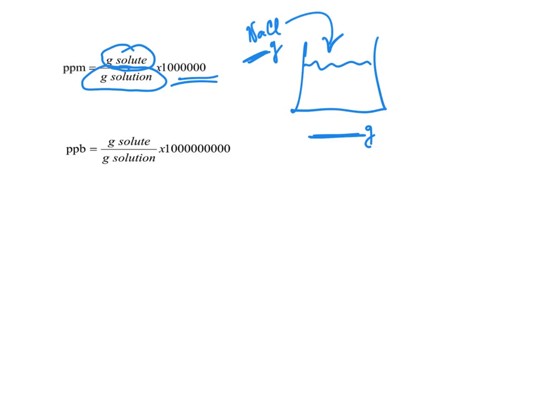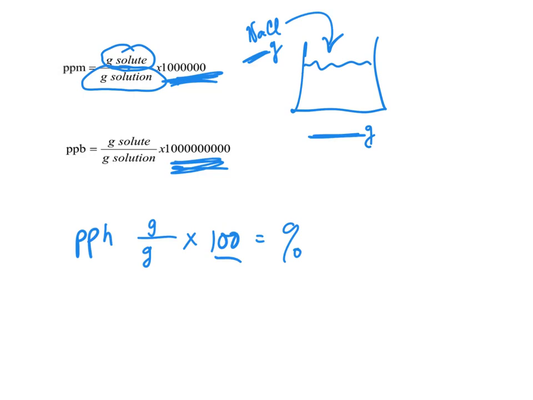You could do the same thing, but instead of multiplying times a million, you multiply it times a billion, and you'll get parts per billion. You could have parts per 100, and that would just be grams of solute divided by grams of solution times 100, parts per 100. So parts per million, parts per billion, parts per 100 is the same thing as what we call percent. Parts per 100 is percent.